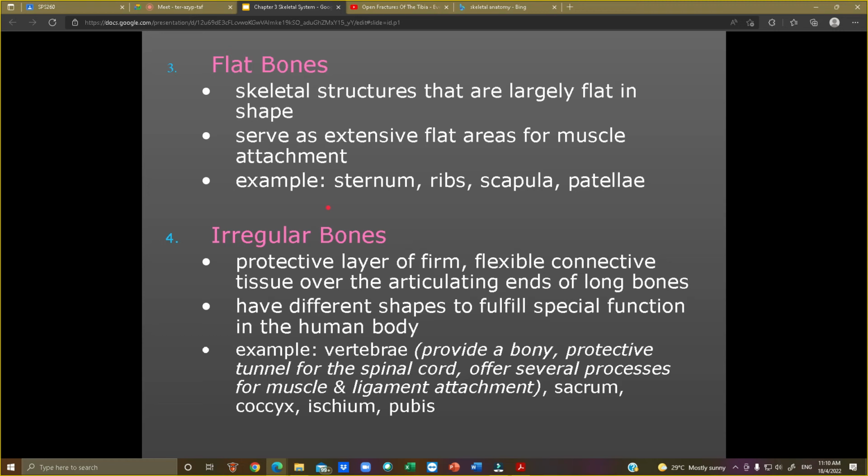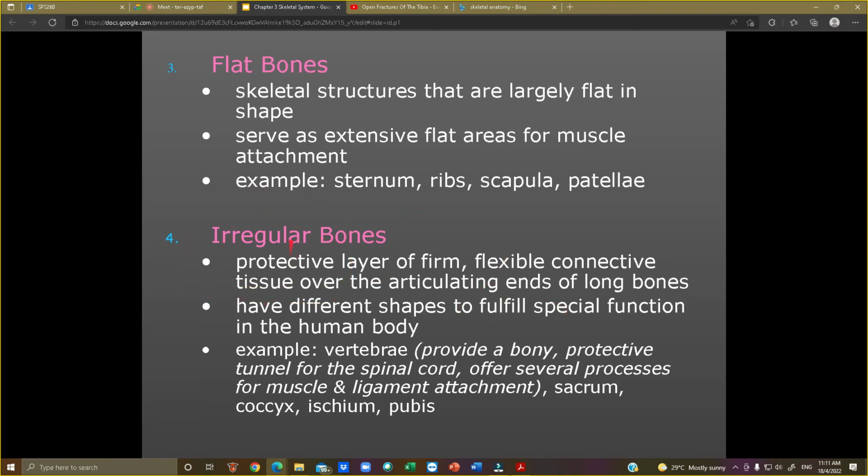Means that we cannot describe it as long because it is short, but when we try to make it as a short bone, it has protruding area. So, it is not long, it is not short, it will be irregular. Okay, and the shape of irregular bone follows function. Kalau function dia untuk mempertahankan spinal cord, the shape will be vertebral lah macam tu. Dia ada certain kawasan. Okay, itu adalah irregular bone.